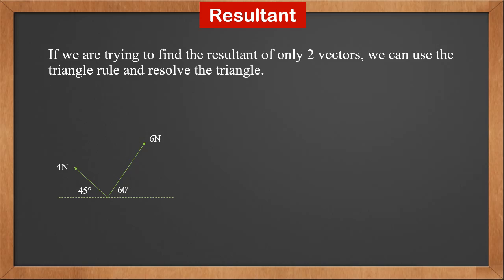To use the triangle rule, we need to connect vectors head to tail. So we move the 4 Newton force to connect head to tail with the 6 Newton force. And its angle with the horizontal is still 45 degrees. This is the resultant. Since the two dashed lines are parallel, this angle is 60 degrees. So in the triangle, we have two sides as 4 and 6 Newton, and their included angle as 105 degrees.